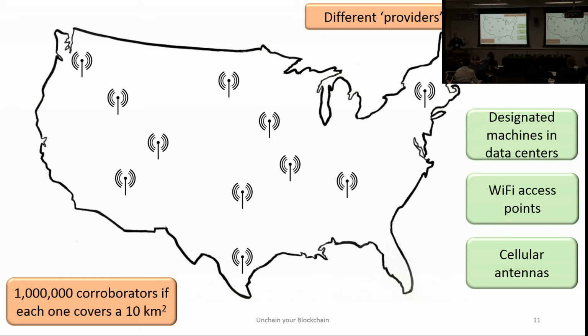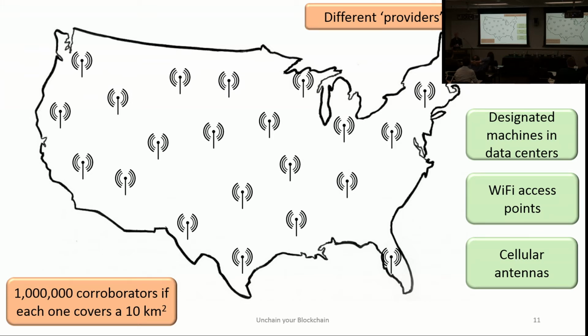So consider a large area. We assume that there are corroborators spread all over the area. Their spread doesn't have to be homogeneous, and the number doesn't have to be limited. If you take an area which is large enough, there could be many corroborators by different companies, by different providers. Again, they could be designated machines in data centers, they could be Wi-Fi access points, they could be cellular antennas, etc.